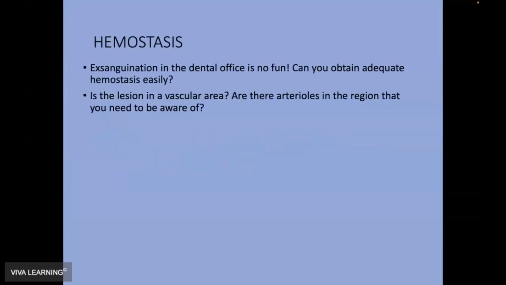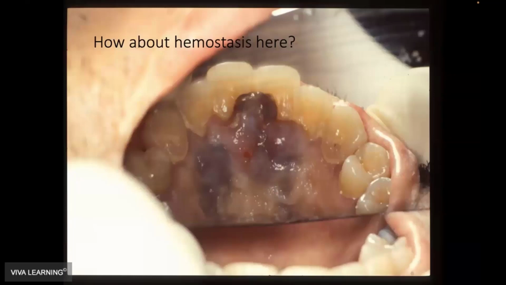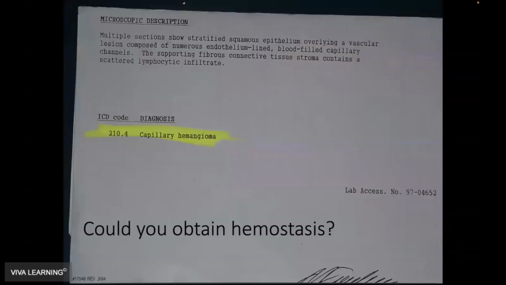Will you be able to obtain hemostasis? Exsanguination in the dental office is no fun. That's a fancy word for bleeding to death. Can you obtain hemostasis easily? Once again, medical history. Is the patient taking any drugs, anything that can anticoagulate them? Is the lesion in a vascular area? This is a very vascular lesion, Kaposi sarcoma. So this is something you may have trouble getting hemostasis with. This is the palatal view of that lesion. Papillary hemangioma. Could you get hemostasis if you're biopsying a hemangioma? May be difficult.